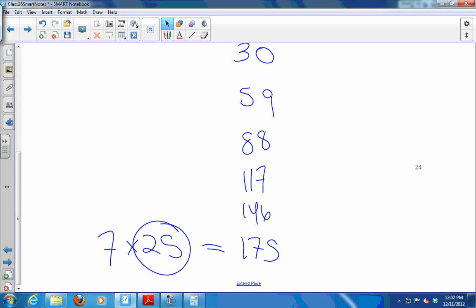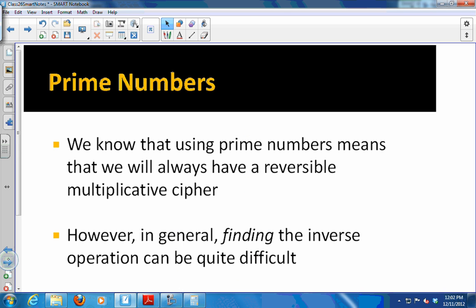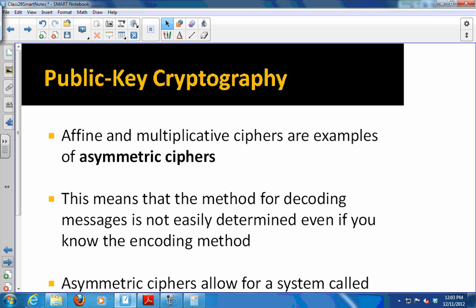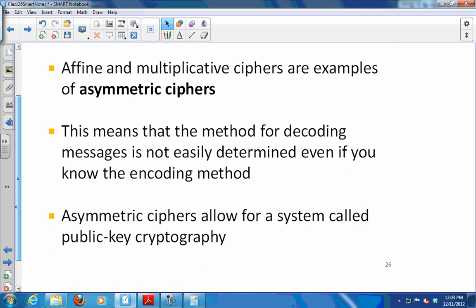So finding the inverse operation that undoes what you did is not always easy, particularly if your prime numbers are big, right? 29 is in the grand scheme of things a baby prime number. It's a little bitty one. We can make prime numbers that are hundreds of digits long, that are really, really big prime numbers. That makes finding the inverse operation super difficult. Okay, so this is the basis of something called public key cryptography.